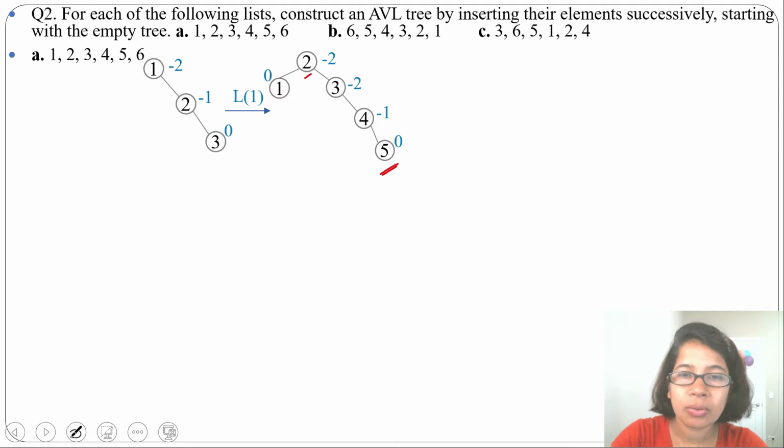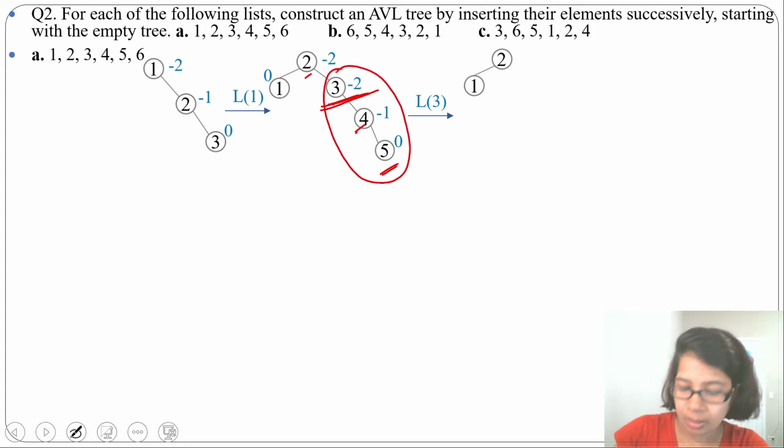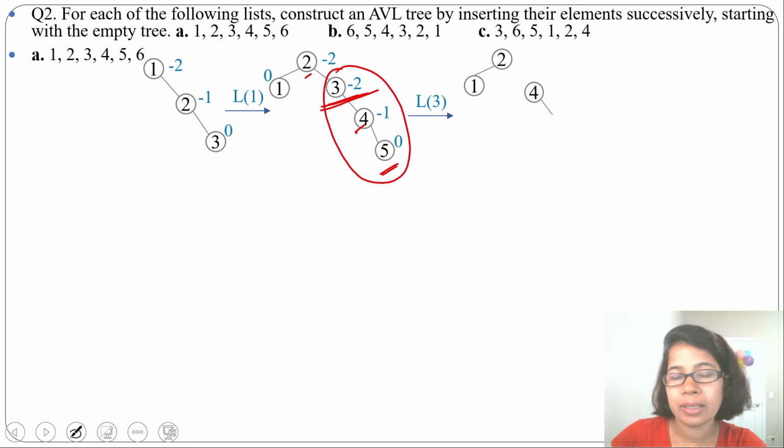Now there are two nodes having balance factor -2. So on which node should we do the left rotation? The node that is nearest to the newly inserted node, meaning we'll do left rotation of 3. So after L rotation of 3, 4 will be parent, 3 will be its left child and 5 will be its right child. 2 will be as usual, 1 will be the same, left child of 2. We'll just do this part. Now 4 will be parent, 3 will be its left child, 5 will be its right child.